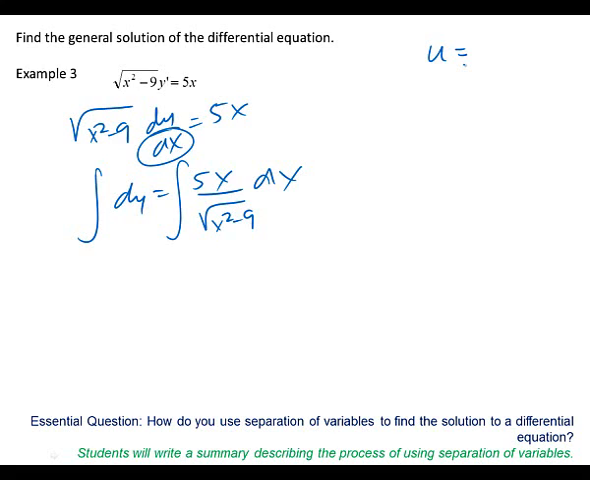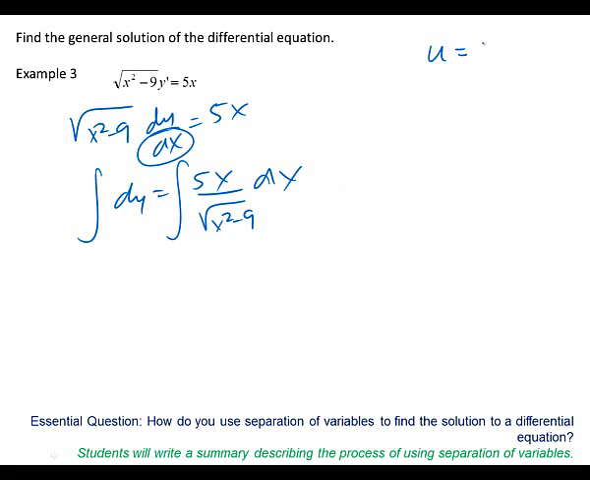Take about another 30, 45 seconds, and then we're going to check it together. All right, let's see how we did.